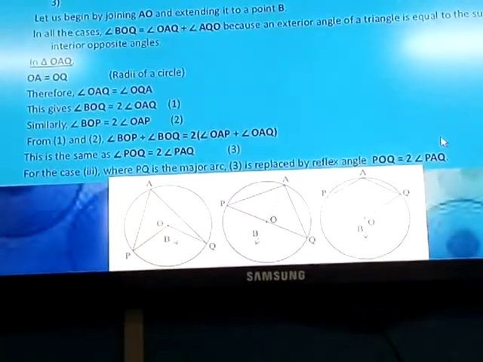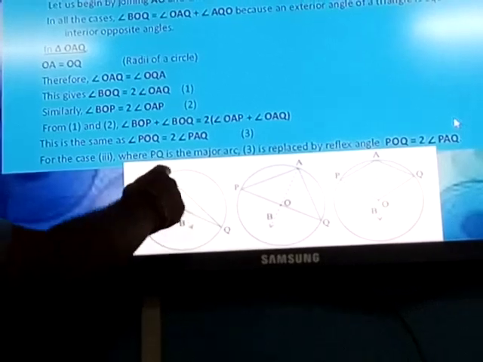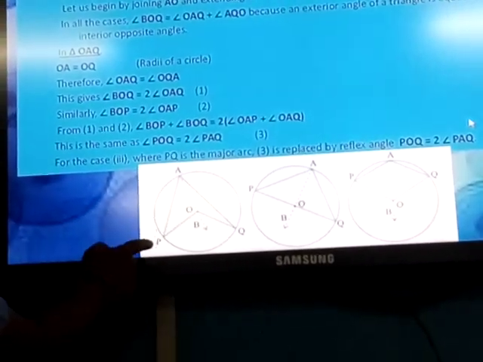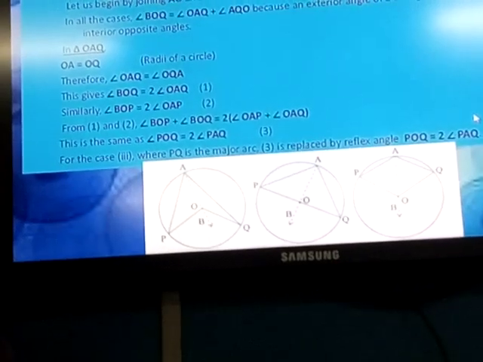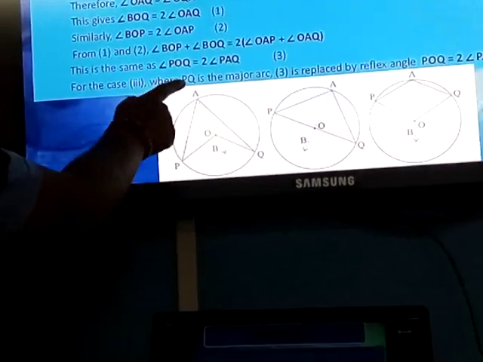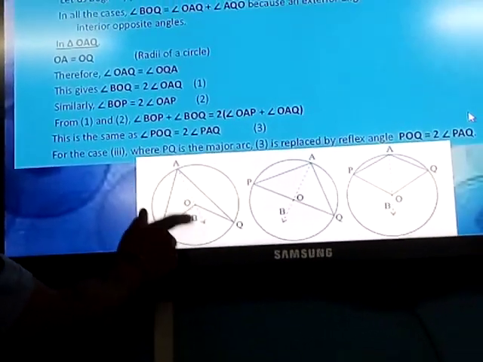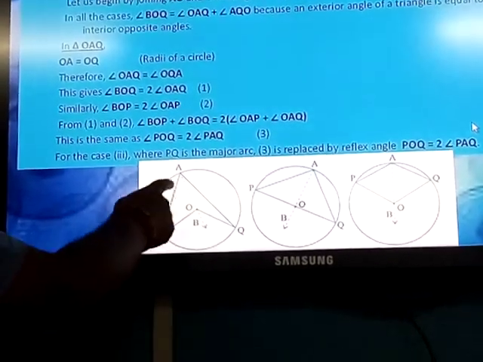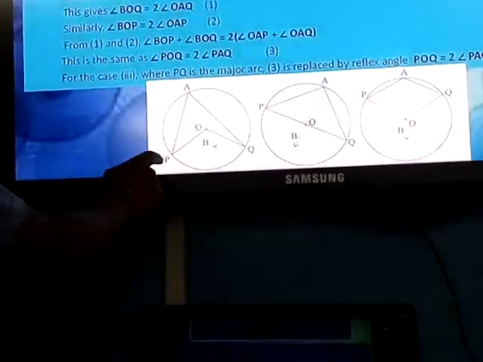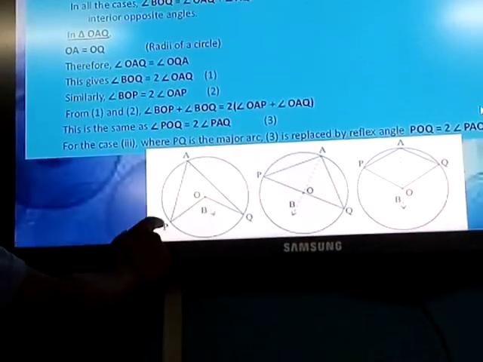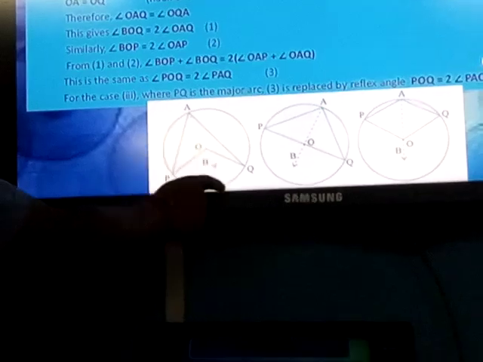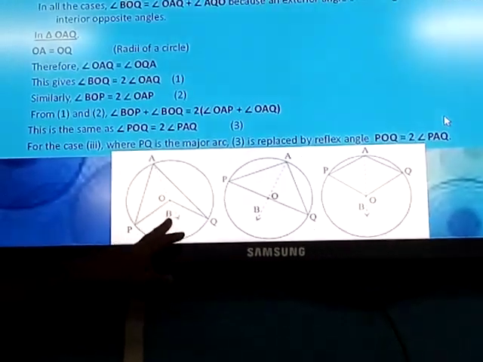Here you can see that in triangle APO, POB is an exterior angle. So angle PAO plus angle APO is equal to angle POB. And angle APO is equal to PAO. So angle PAO is equal to half of angle POB. In a similar way, we can prove that angle OAQ is equal to half of angle BOQ.